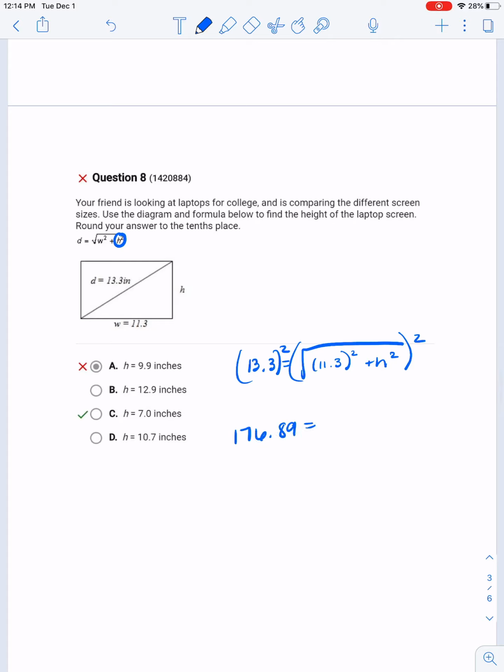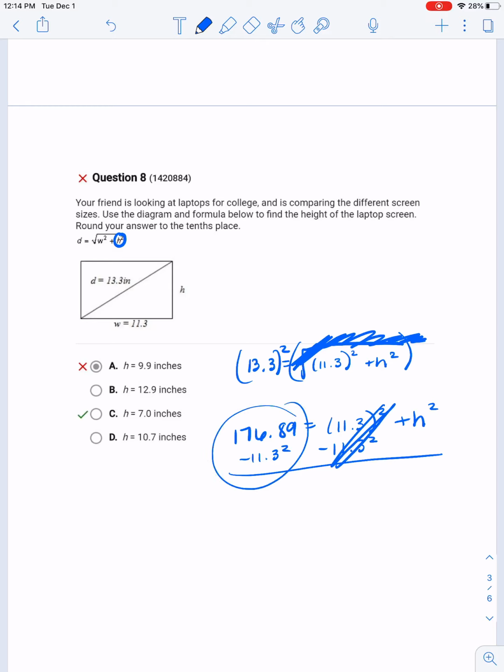Equals, here the big square root and the square cancel out. I'm left with 11.3 squared plus h squared. I'm now going to subtract 11.3 squared. And I just kind of enter it just like that in my calculator. So I'm going to plug that in. 176.89 minus 11.3 squared. And I got 49.2 is equal to h squared is all that I have left over there.